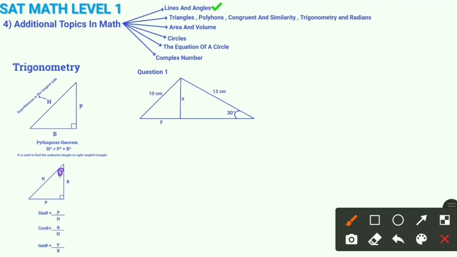What is sine, cos, tan? Let's say that this is the theta that we want to find, and in front of the theta will be p, and then b. B is known as base, h is known as hypotenuse. But let's suppose if the theta is in here, then this will be p and this will be b, and this will remain as hypotenuse. This is how it is.